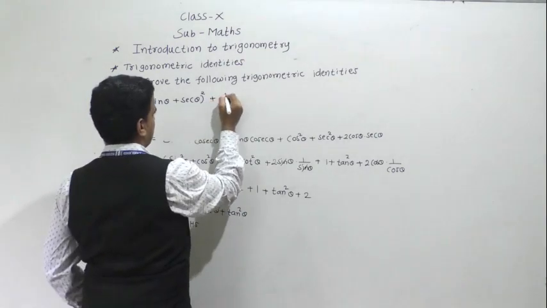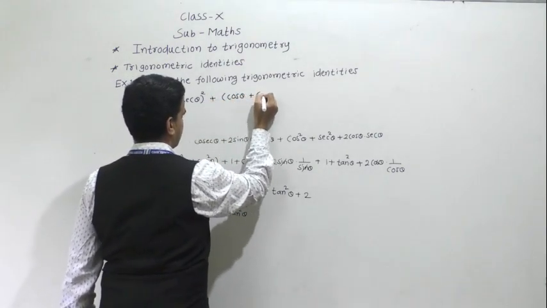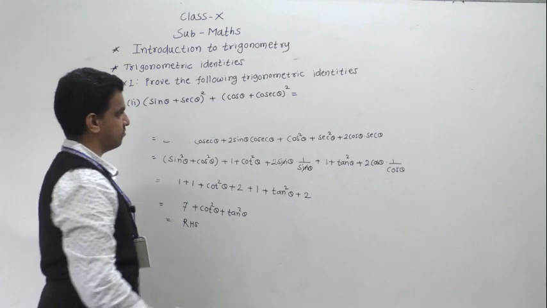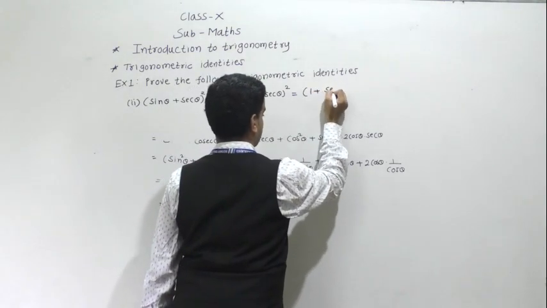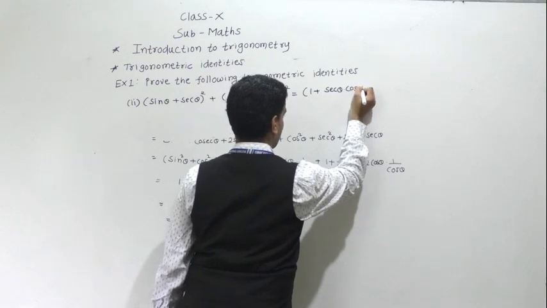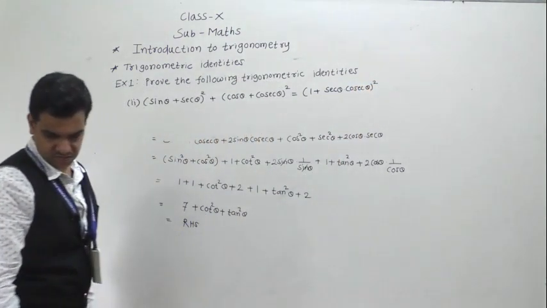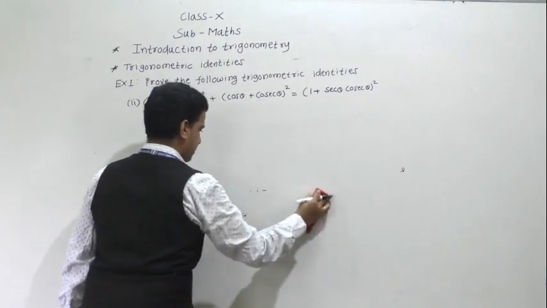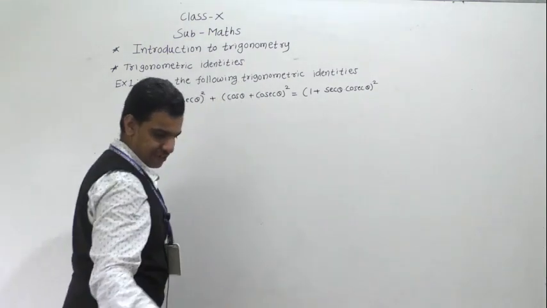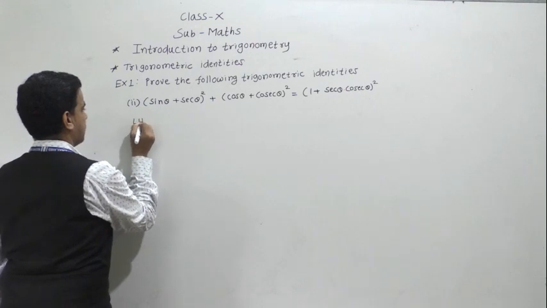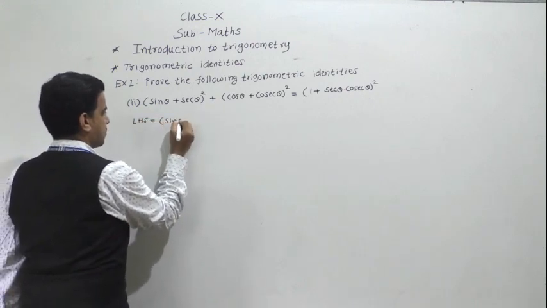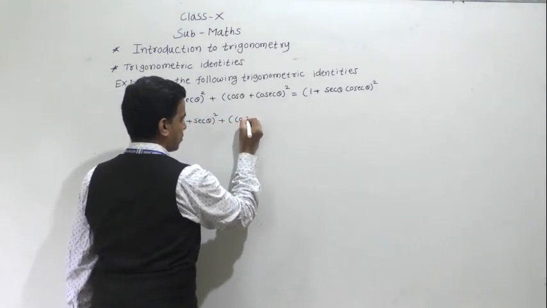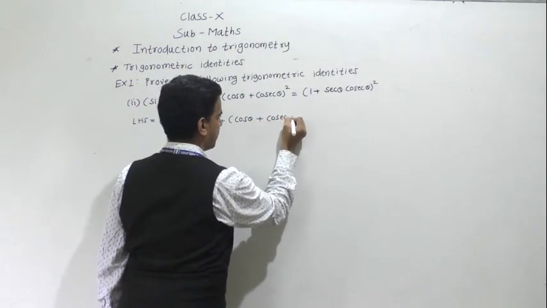plus (cos theta + cosec theta) whole square is equal to (1 plus sec theta into cosec theta) whole square. Okay, so start from LHS. LHS is equal to (sin theta + sec theta) whole square plus (cos theta + cosec theta) whole square.